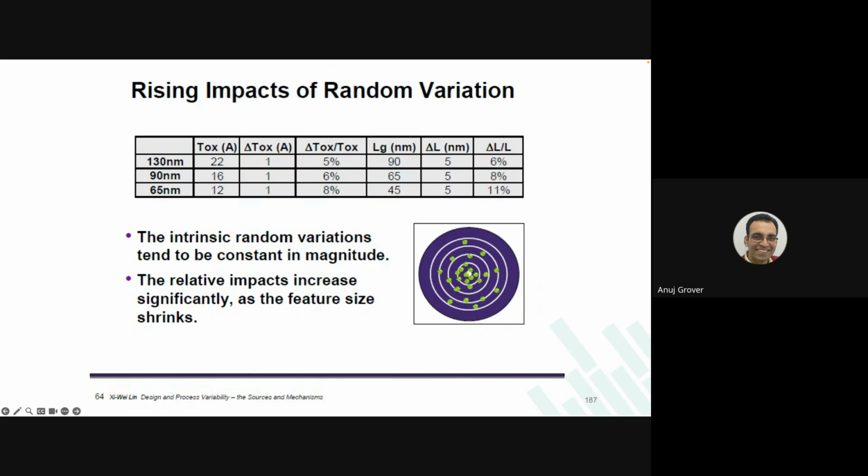Are you able to see this? Even the interface roughness was always there. Let us say it was one angstrom. The impact of that has got amplified in advanced technologies. Are you able to see this? That is why, whether you do anything else or not, in advanced technology mismatch will only increase.